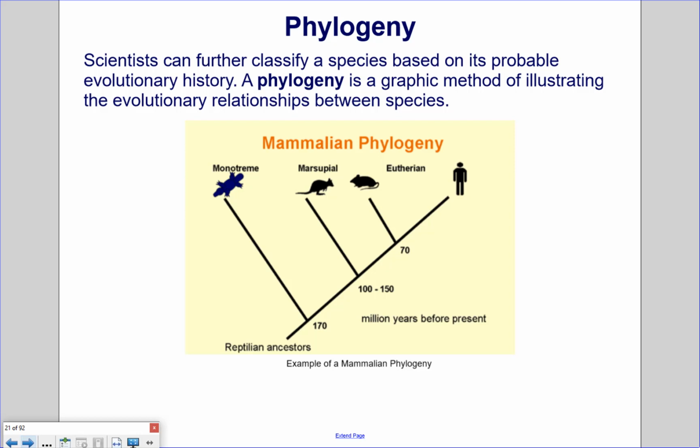So for example, in mammalian phylogeny, the earliest common ancestor was 170 million years ago that evolved from a reptilian ancestor. And so the monotremes, which include the platypus and the echidnas, lay eggs like their reptilian ancestors. And then more recently, the marsupials branched off. They include the kangaroos and the wallabies. They raised their fetuses in a pouch. And then the eutherians, which include rodents, humans, and all other placental mammals, raised their fetuses in a womb.